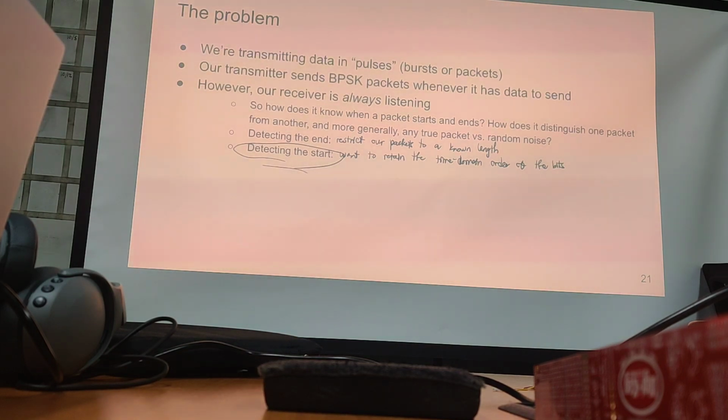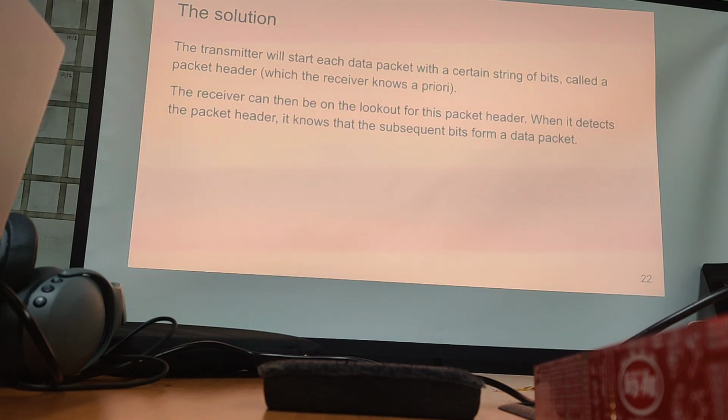we're going to have the transmitter start each data packet with a certain string of bits. This is called a packet header. And the receiver knows this a priori, before the fact. So it can be on the lookout for this packet header, and when it detects it, it knows that the subsequent however many bits it receives form a data packet, because it knows the size of the data packet.